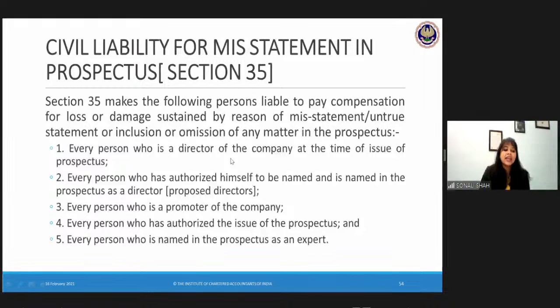From whom can he claim the compensation? He can claim the compensation from the director, from the expert who has given his statement and consent, from the person who is authorized to be named as a director, from the promoter, and from the persons who have authorized the issue of the prospectus. From all these 5 people, damages can be claimed.